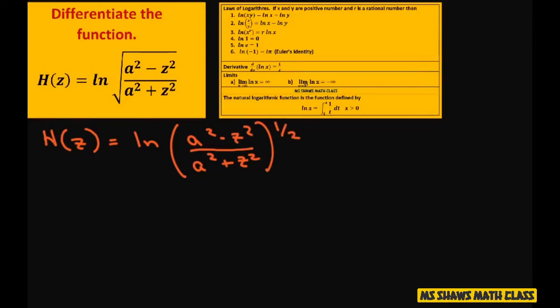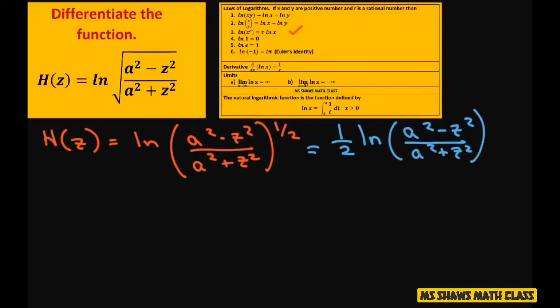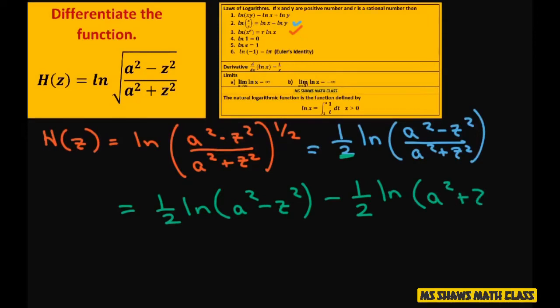Now I'm going to use my properties of logs and use law number 3 and expand this. So I'm going to have 1/2 ln of a squared minus z squared divided by a squared plus z squared. Then I'm going to use law number 2 and expand that further, and I'm also going to distribute the 1/2 when I do it. So this is going to give us 1/2 ln of a squared minus z squared, minus 1/2 ln of a squared plus z squared.